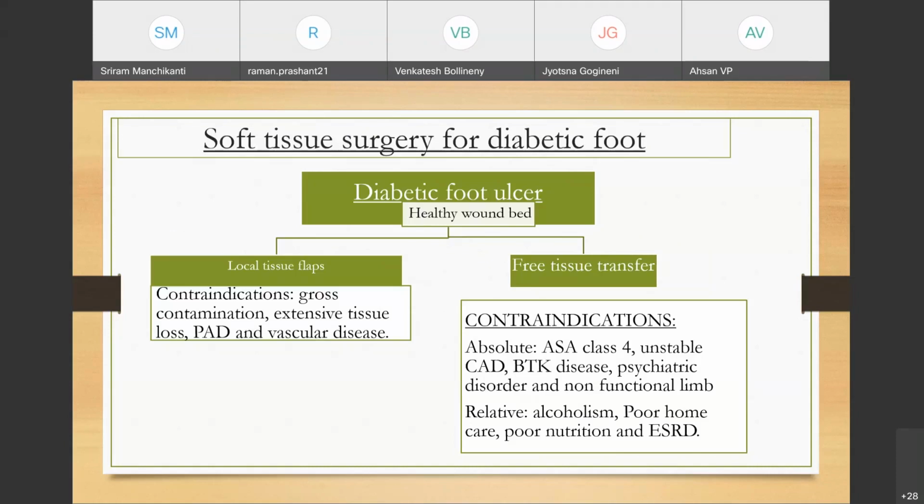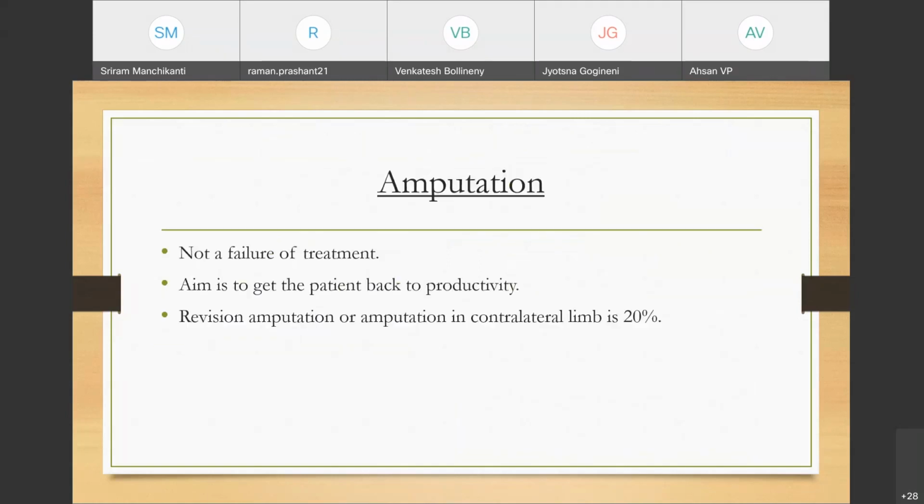It is commonly mentioned that any ABI less than 0.5 is a relative contraindication for a local flap. For free tissue transfer like free flaps, the absolute contraindications are a poor surgical risk patient, below the knee disease, psychiatric disorders, and a non-functional limb. Relative contraindications include those patients with ESRD, end-stage renal disease.